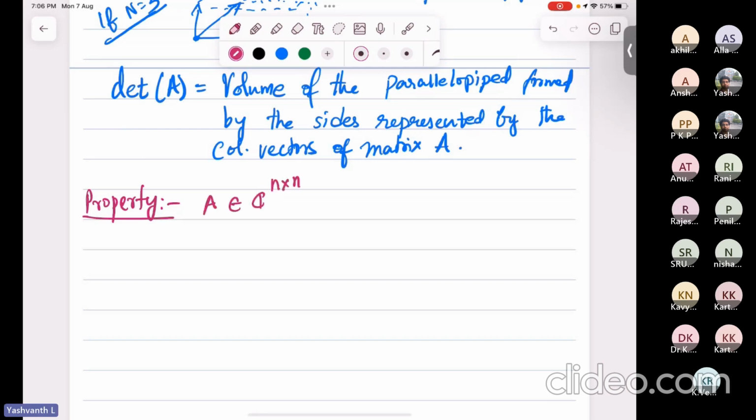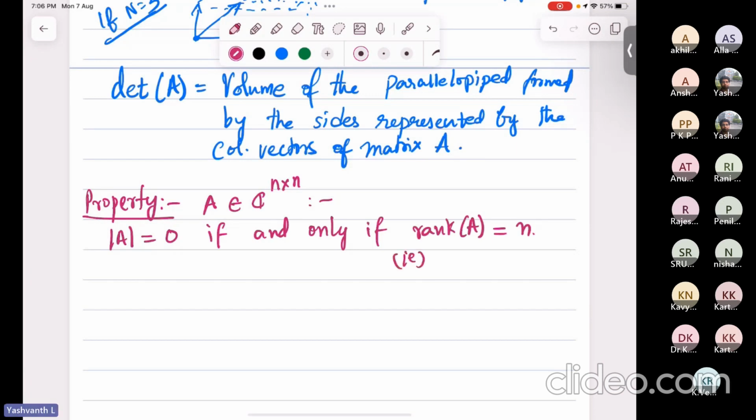If A is an n by n matrix, the determinant of A is equal to 0 if and only if the rank of A is not equal to n, that is, it is not full rank. For any square matrix, the determinant is 0 only if the rank is deficient.